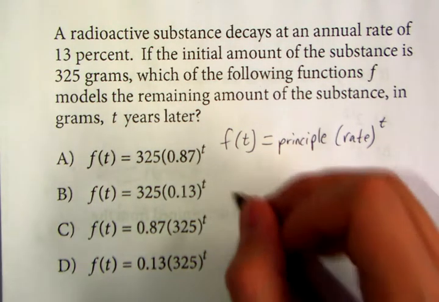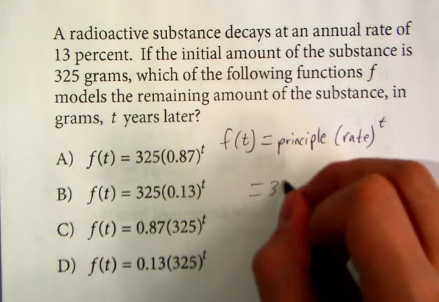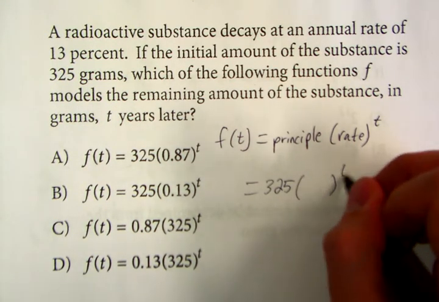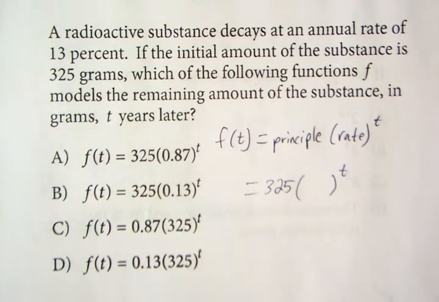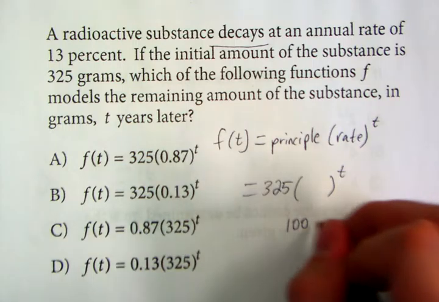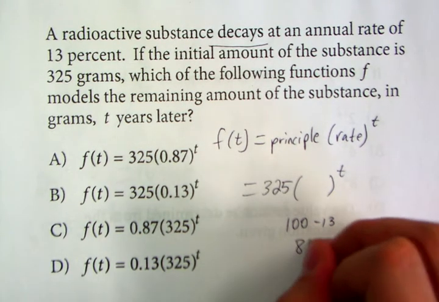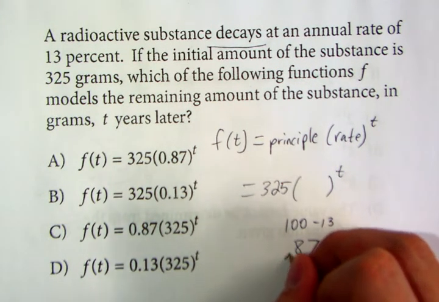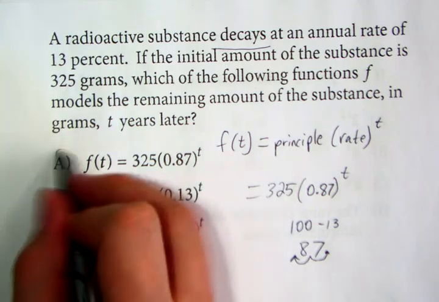Here we're looking at a principal amount of 325 grams, and this occurs over t years. So we have to figure out, is this growth or is this decay? And it turns out it's decay. So we take 100 minus 13, and we get 87. We'll move the decimal place over twice, and our rate turns out to be 0.87, which is letter A.